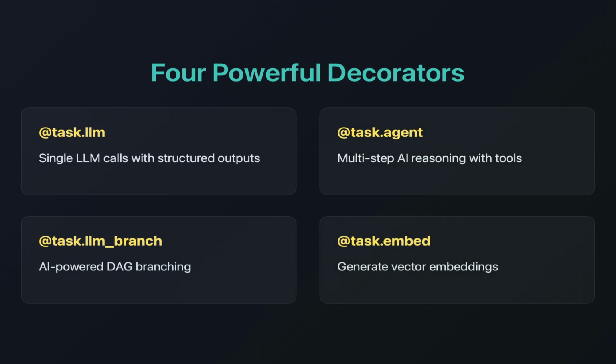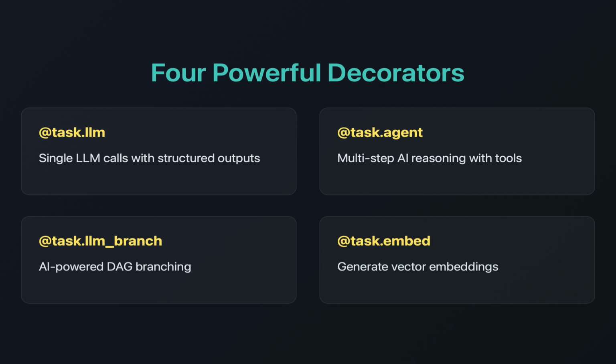The first one is Task LLM. This is perfect for single LLM calls with structured outputs, for example, for classification, extraction, or generation tasks. Second, you have the Task Agent for multi-step AI reasoning with custom tools. Think web search, API calls, or complex decision making.